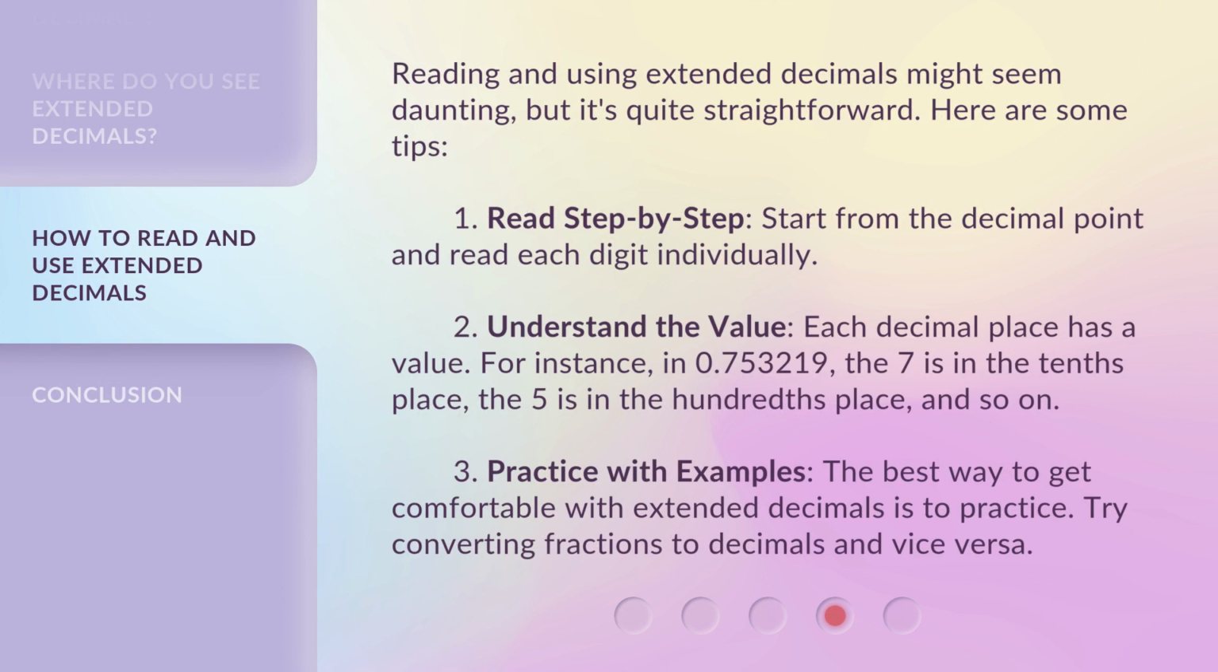Reading and using extended decimals might seem daunting, but it's quite straightforward. Here are some tips. 1. Read step by step. Start from the decimal point and read each digit individually. 2. Understand the value. Each decimal place has a value. For instance, in 0.753219, the 7 is in the tenths place, the 5 is in the hundredths place, and so on.